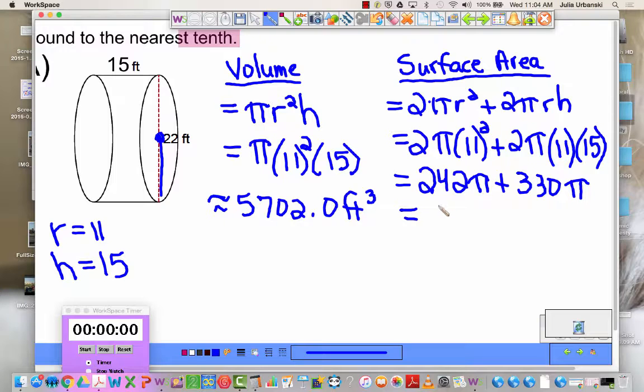That makes 572 pi. Now, go back to the directions. It said nearest tenth, so we're not done yet. 572 times the pi button. Actually, that's going to be rounded. So what does that one come to?